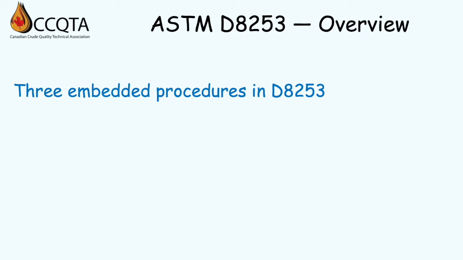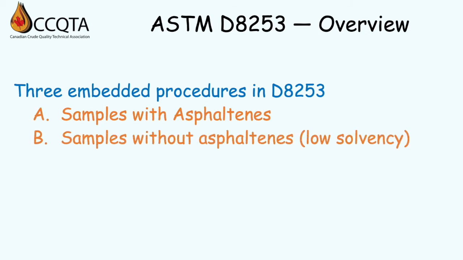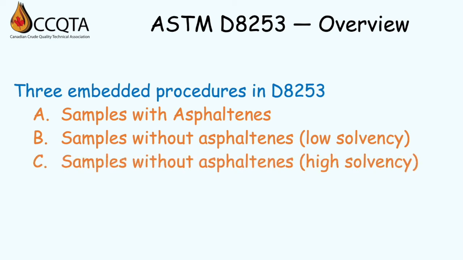The D8253 test method is separated into 3 embedded procedures. Procedure A for samples with asphaltenes, Procedure B for samples without asphaltenes that have low solvency, meaning they act like heptane, and finally Procedure C for samples without asphaltenes that have high solvency, meaning they act like toluene. The last 2 are unique to this test method and allow evaluation of all types of crudes. The initial steps of the method do a preliminary screening to establish which procedure to use. Now, let me summarize the 3 procedures so the differences are clear.